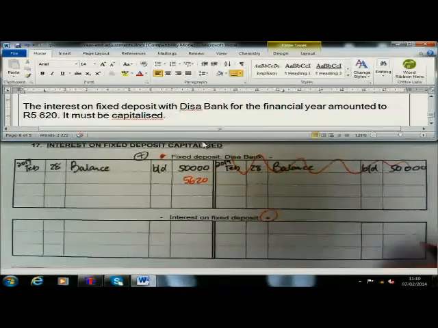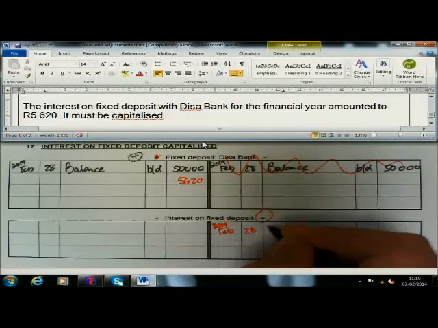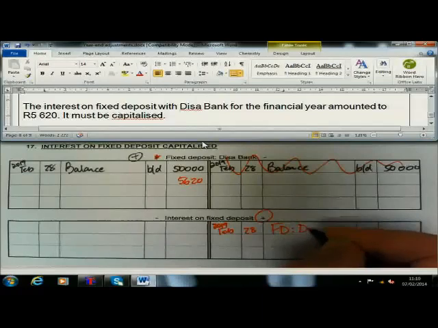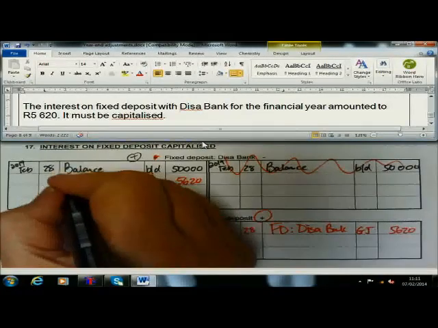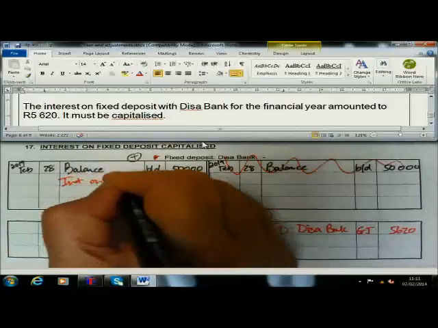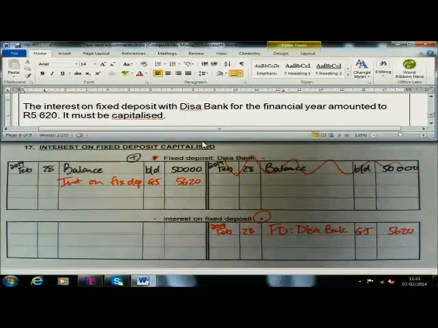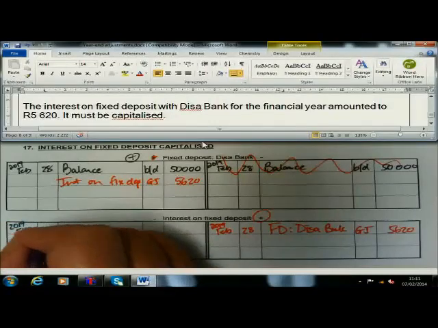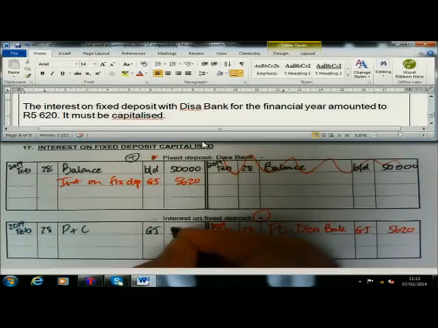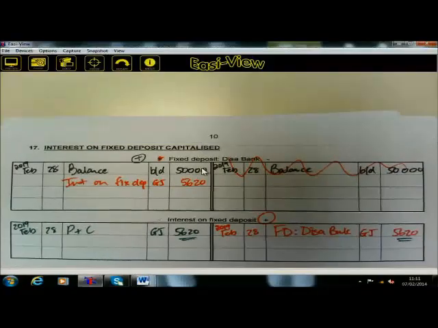5620, and your interest on fixed deposit, which is an income for the business. Fixed deposit, DSA Bank, GJ 5620, and interest on fixed deposit 5620. This will close off to the profit and loss on the last of the year. Closing transfer 5620. It's an income for the business.